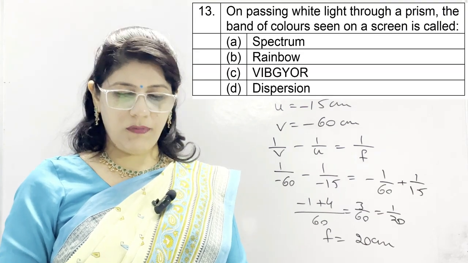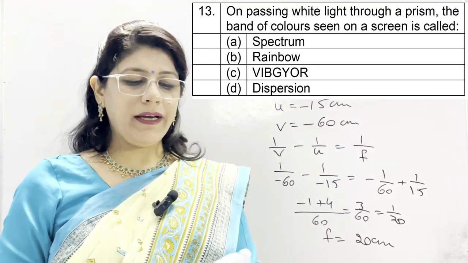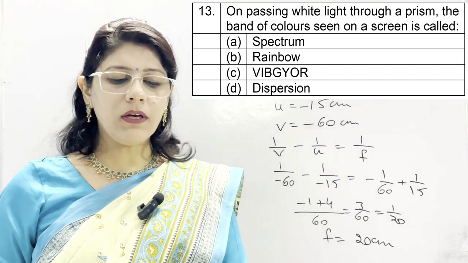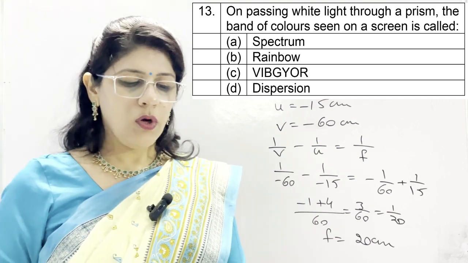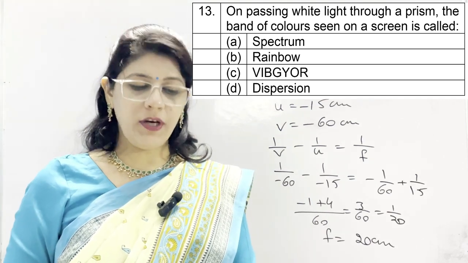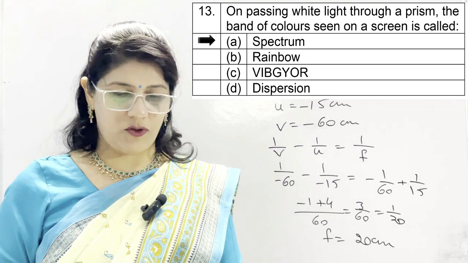Now coming to question number 13. On passing white light through a prism, the band of color seen on a screen is called A spectrum, B rainbow, C Vibgyor and D dispersion, and the correct option is A, which is spectrum.